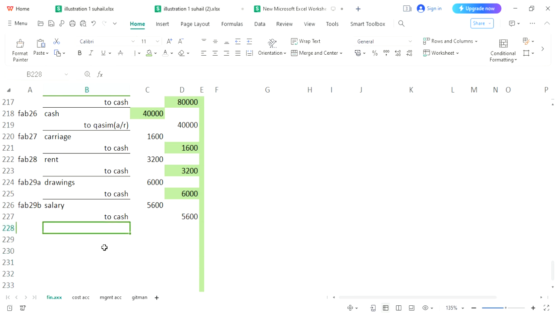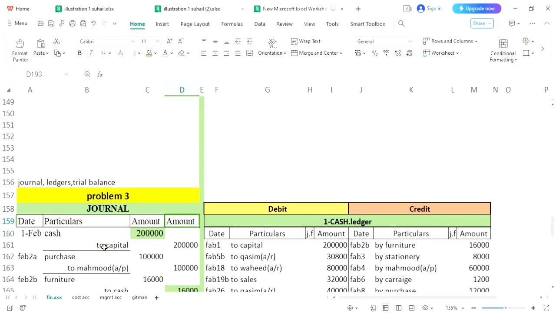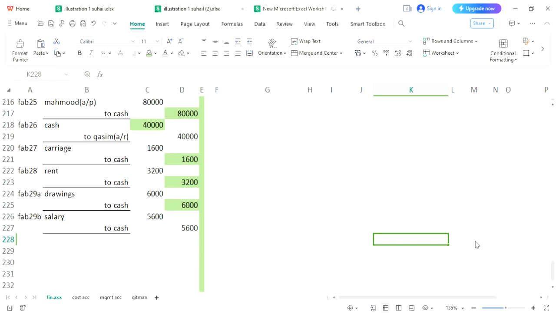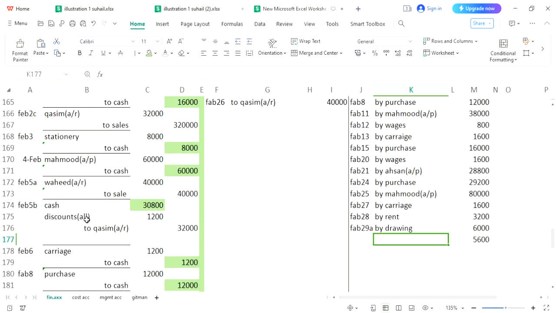Yes, we have the last entry, and cash is credited by 5600. So go and choose credit side to write 5600 in amount column. Look at the reference of this 5600. You can see salary is written on the opposite side, so you will choose salary but with an additional word of "by". Salary is written as reference.